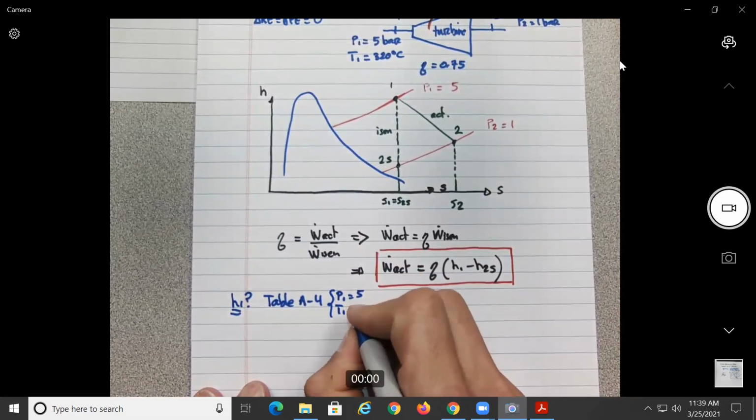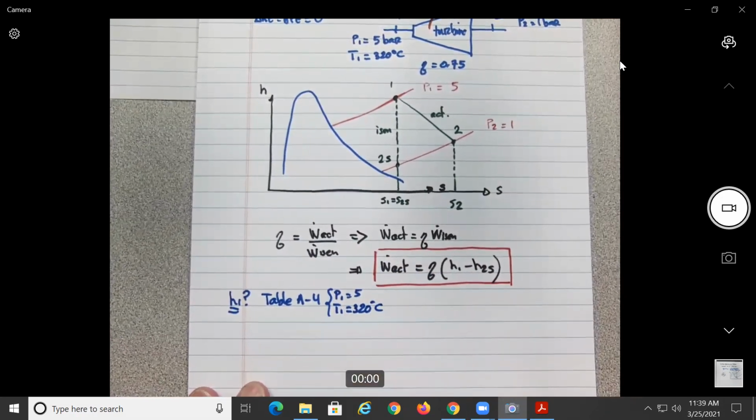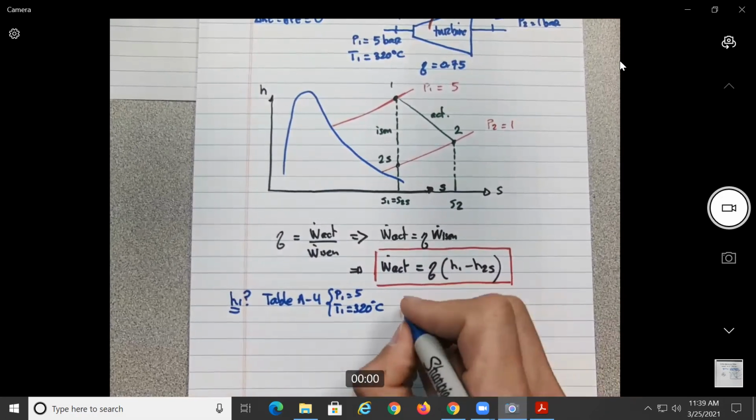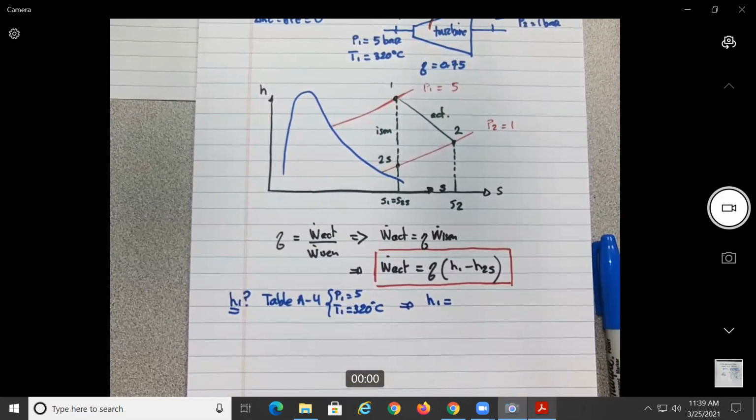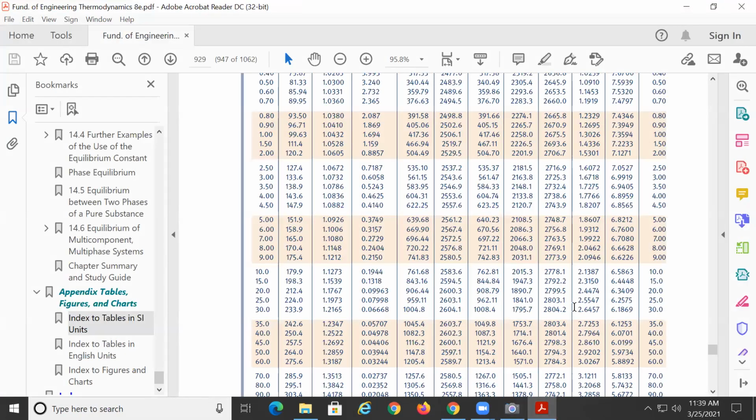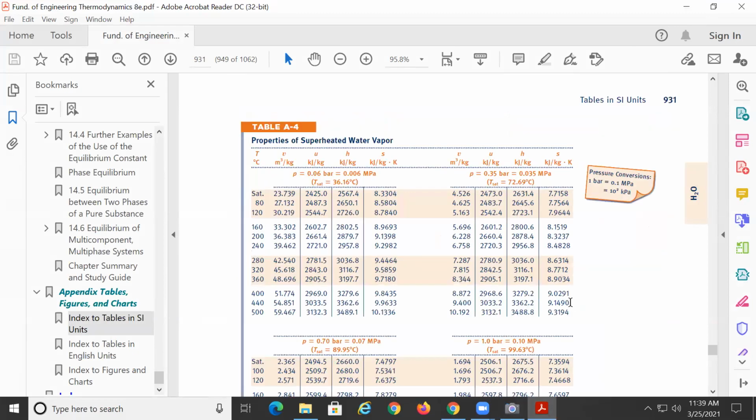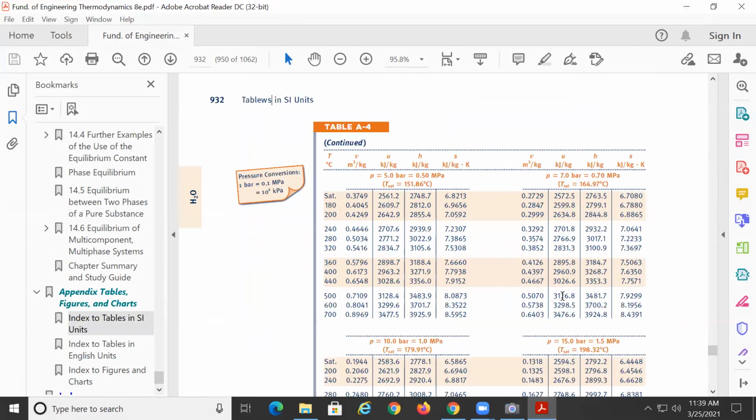and we know the temperature, no? So we can find h1 from the table. So it will be here in table A4, P equal to 5 bars, and T equals 320. We look at h, and we have 3105.6 kilojoules per kilogram.